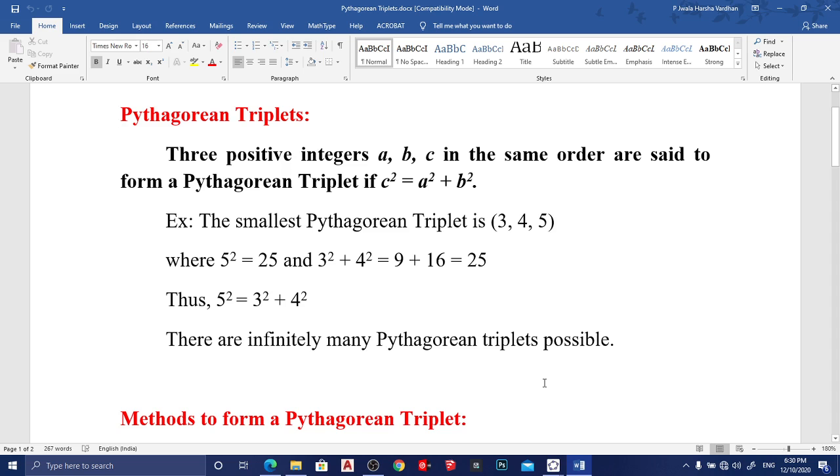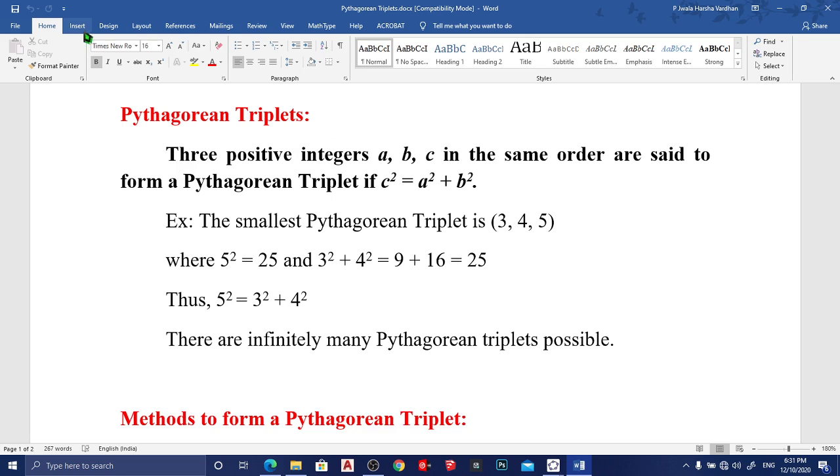Next we are going to learn about an important property, which is Pythagorean triplets. These are the important definitions you have to learn to find out the Pythagorean triplets. What is meant by triplet? Triplet means a sequence of 3 numbers.